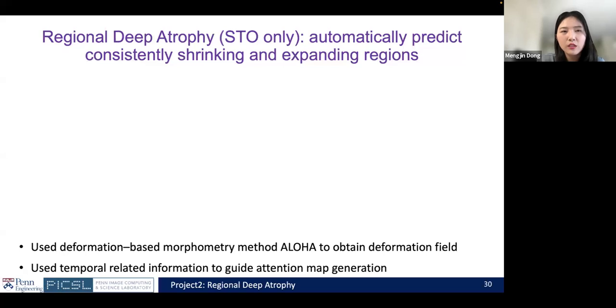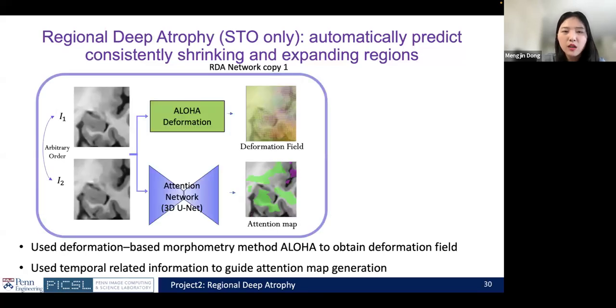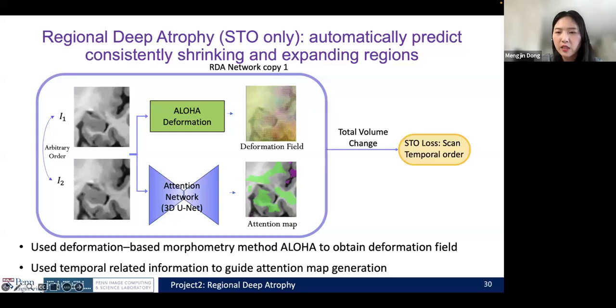So here is the original deep atrophy model. In that we still use a two-branch approach where we have the baseline and follow-up image that are input to the network in arbitrary order. And then we use the Aloha model to generate a deformation field. Now we relax the manual segmentation part to an attention network, which is a 3D UNet, and then the network will be able to predict shrinking areas and expansion areas at the same time.